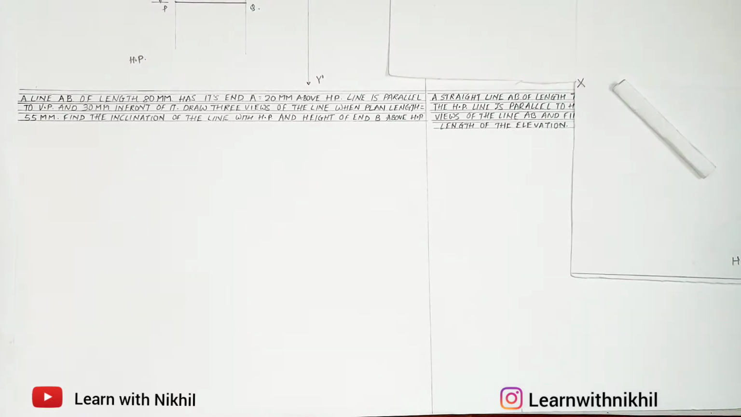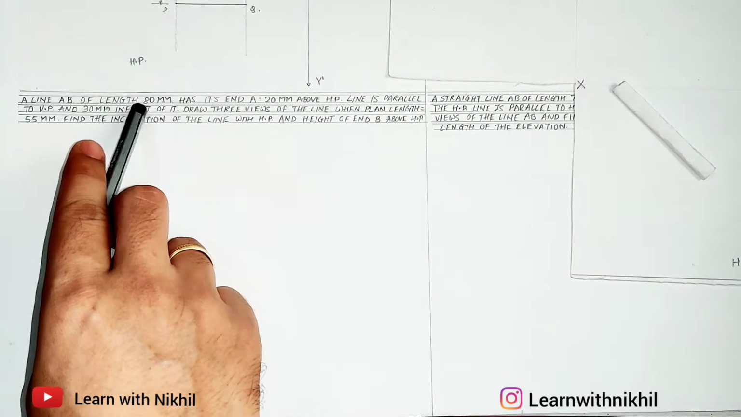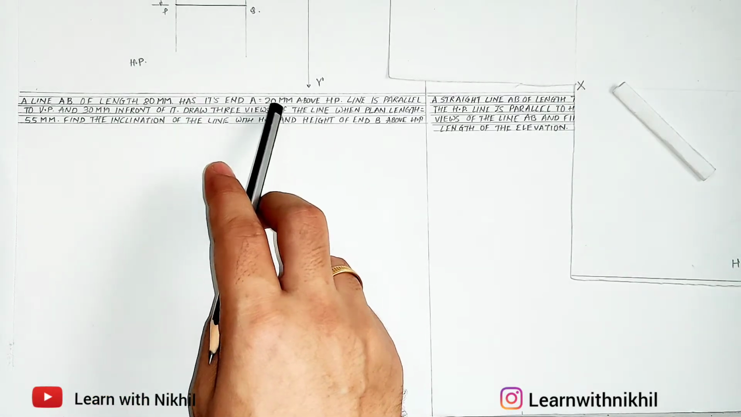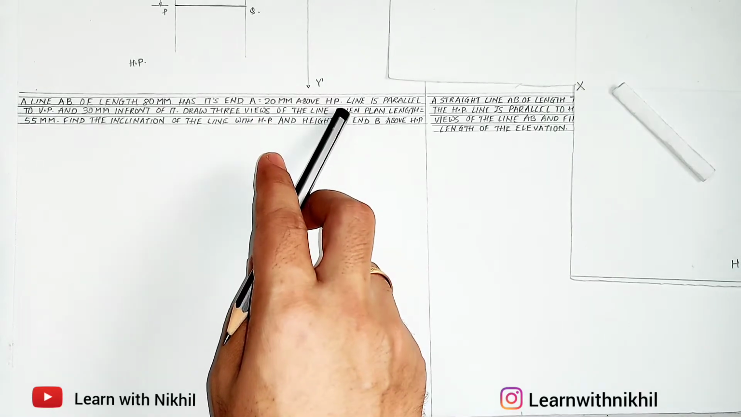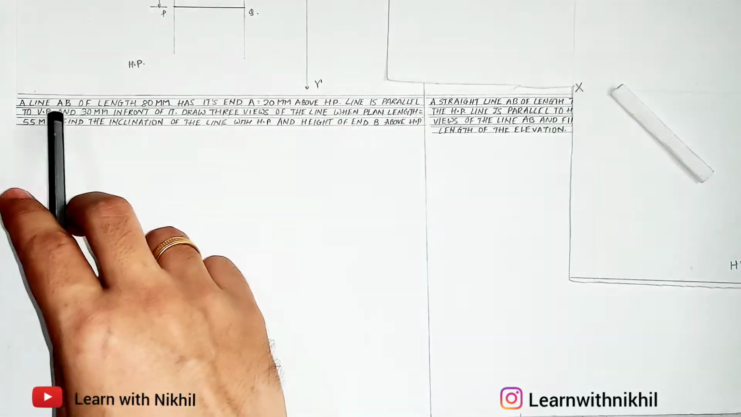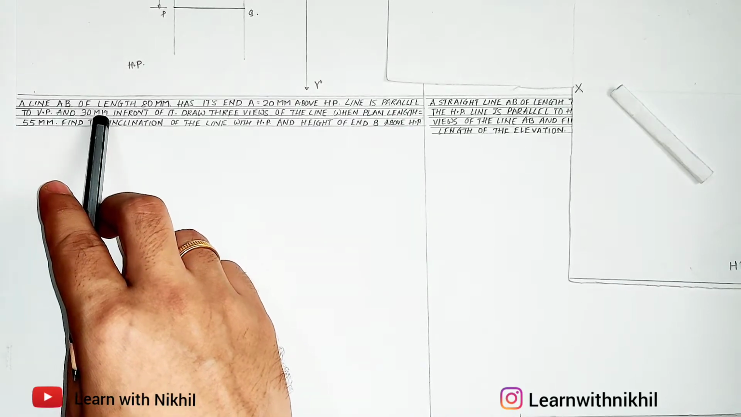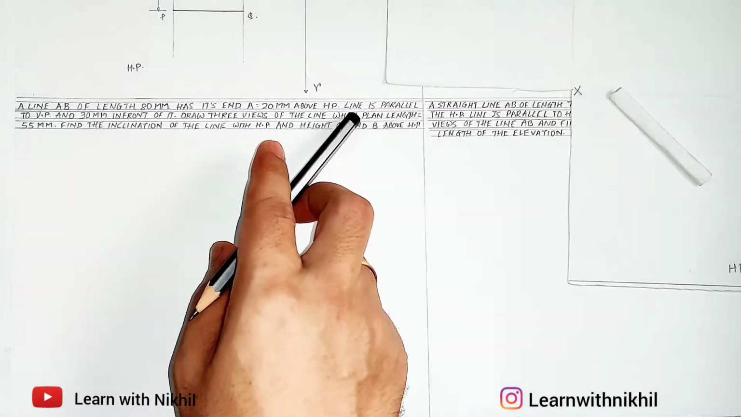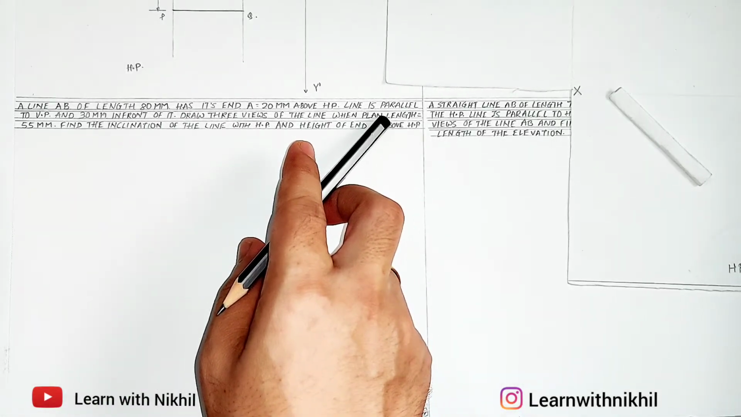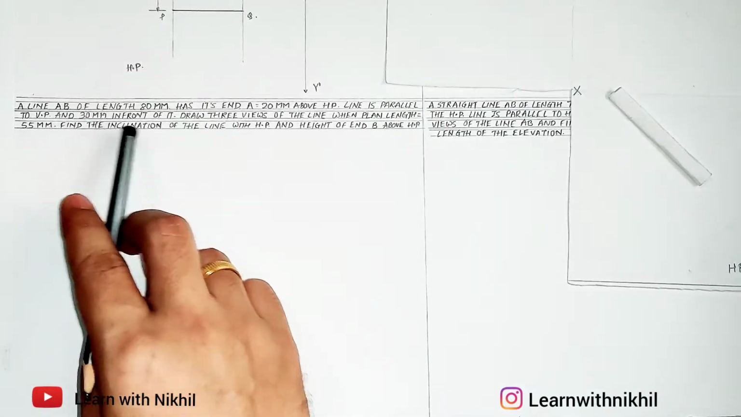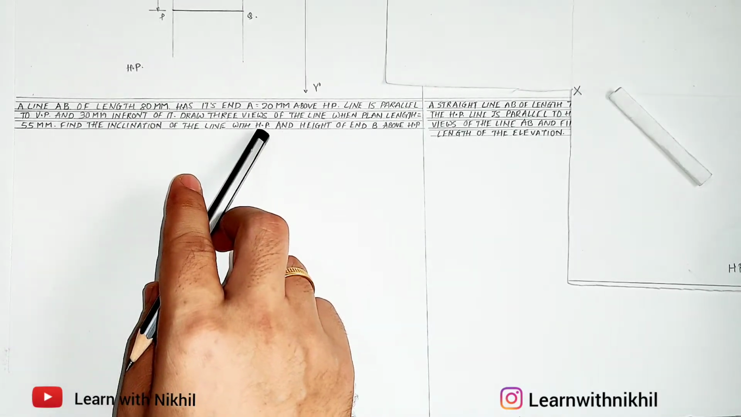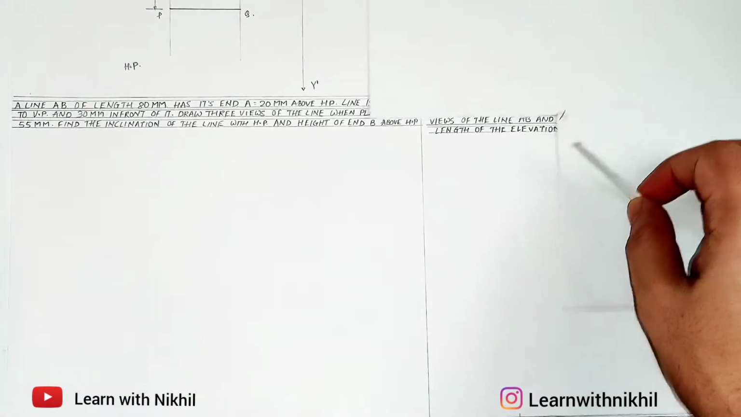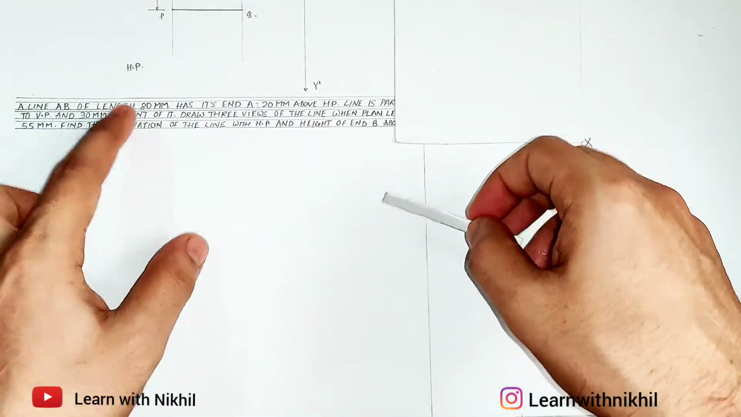Now moving towards our sum, the question says: a line AB of length 80 mm has its end A 20 mm above HP, and the line is parallel to VP and 30 mm in front of it. Draw three views of the line with plan length. Here the plan length given, from the top view, is 55 mm. Find the inclination of the line with HP and the height of end B above HP. So we'll go step by step.